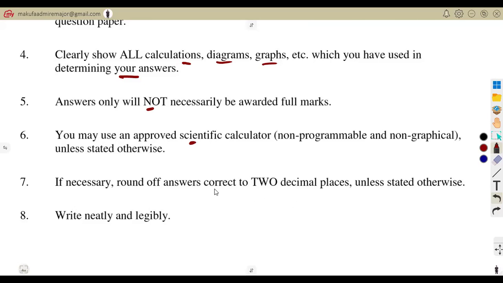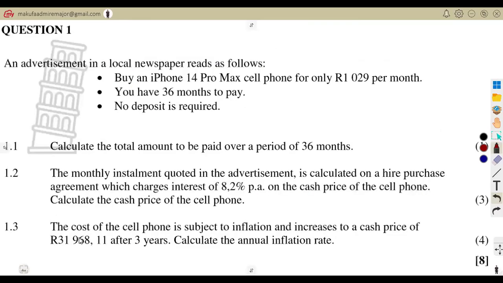And round off correct to 2 decimal places. Remember, guys, that is an instruction, unless stated otherwise; they can give you another instruction. We had these instructions before, so make sure that you go through each and every instruction that you are given. So without wasting time, let us quickly rush through our questions and see what we're given. On question number 1, financial mathematics, as we just had our financial mathematics introductions. I just hope those introductions helped you guys, for those who have been watching our videos.